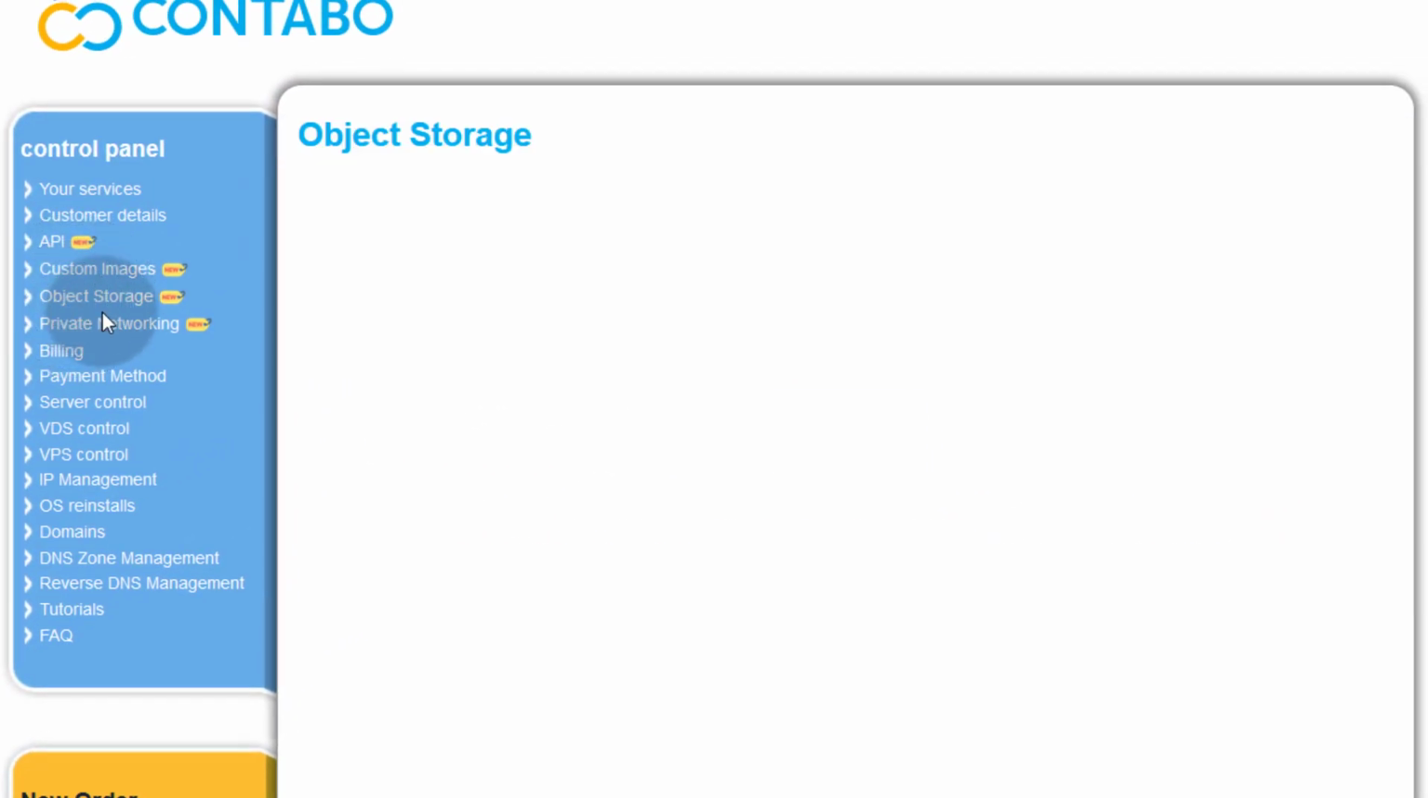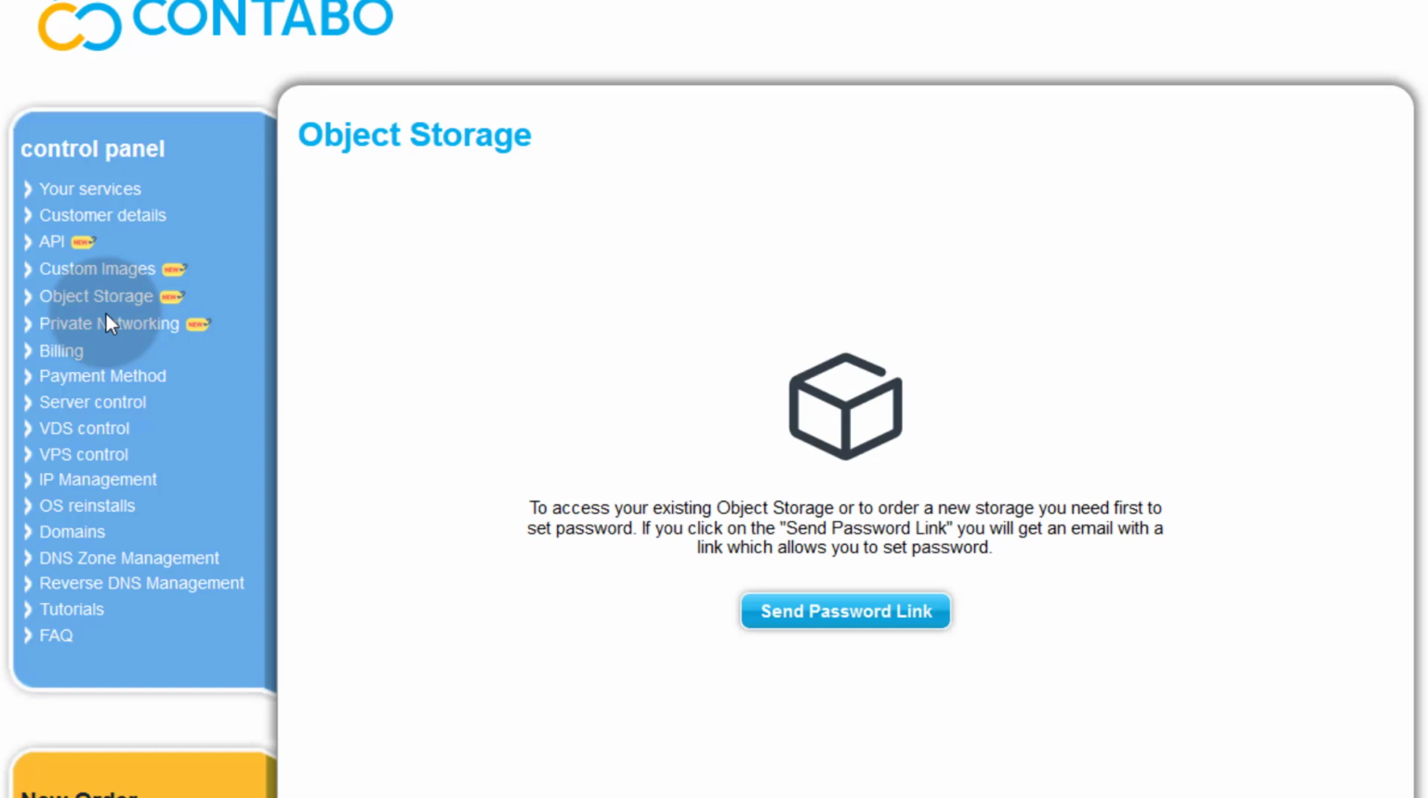Object storage, that is a new product from Contabo. If you know about object storage from Amazon S3, that is the same thing, but you get it at a very cheap price here on Contabo. For $249, you get 250 GB. And I may do a tutorial about this as well in future.